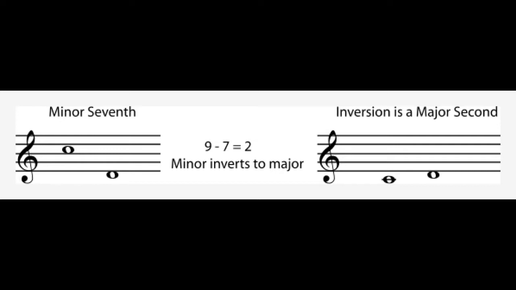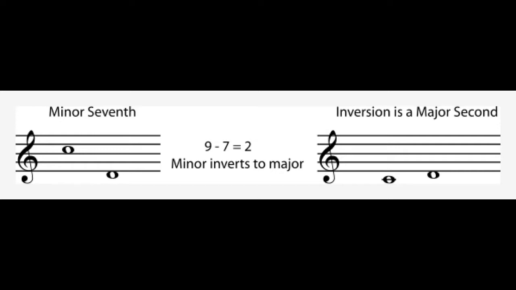All intervals can be turned upside down. This is called the inversion of intervals. Intervals can be inverted in two ways. The first is by moving the lower note up one octave, and the second is by moving the upper note down one octave. This forms a new interval, and it must now be named.